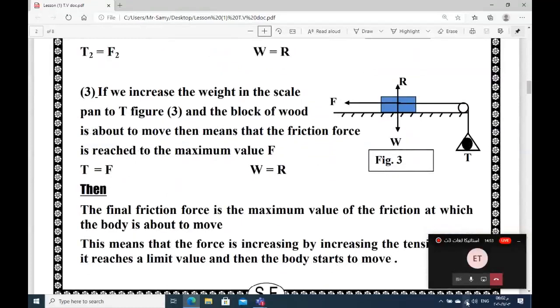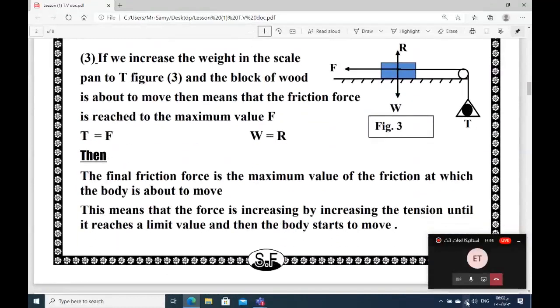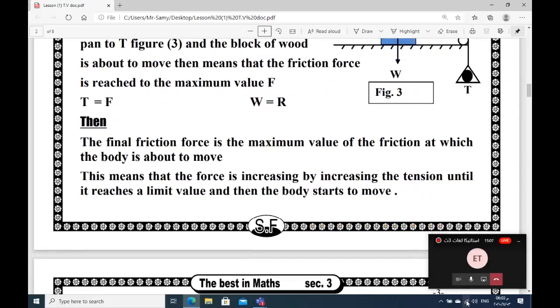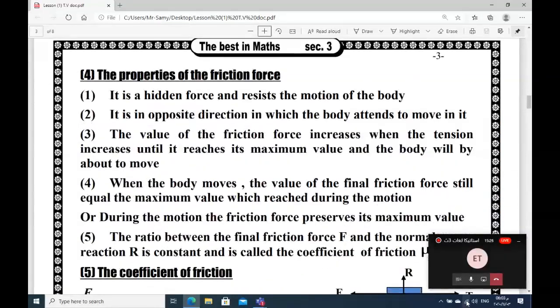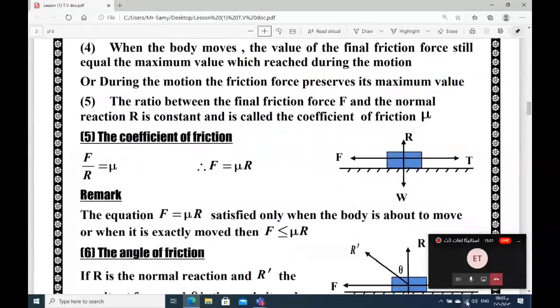طيب مستر محمد عبد الوهاب، الفريكشن فورس دي يا مستر محمد بتبدأ من زيرو وليها ليميت. الليميت فريكشن فورس يا مستر محمد اللي هي عبارة عن إيه؟ Thanks Mr. Sami. Friction force belongs to the closed interval 0 to mu R. What is the meaning of mu? Mu is the coefficient of static friction, and R is the normal reaction. Then we deduce that static friction force belongs to the closed interval 0 to mu R.